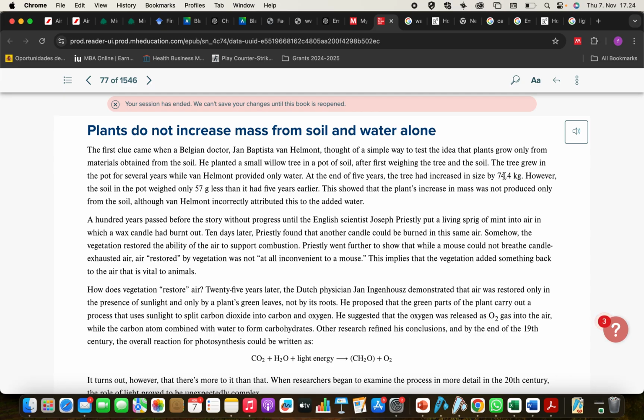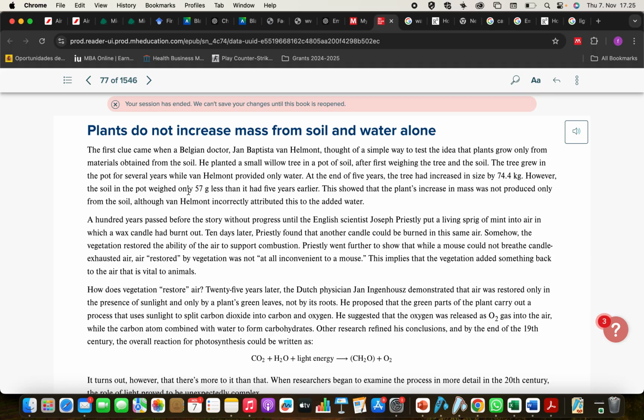The tree had grown to 74.4 kilograms, so it increased 74.4 kilograms. And when he looked at the soil, it lost only 57 grams. So this doesn't make sense. Imagine you're putting a tree in the soil for 5 years. The soil only lost 57 grams throughout that time, but the whole tree gained 74.4 kilos.